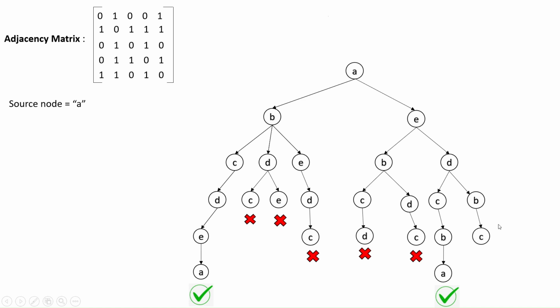Let us go to C. And again check what are the adjacent nodes to C. Adjacent nodes to C are B and D. Here both B and D are already visited, so we are not considering them. This is the dead end.